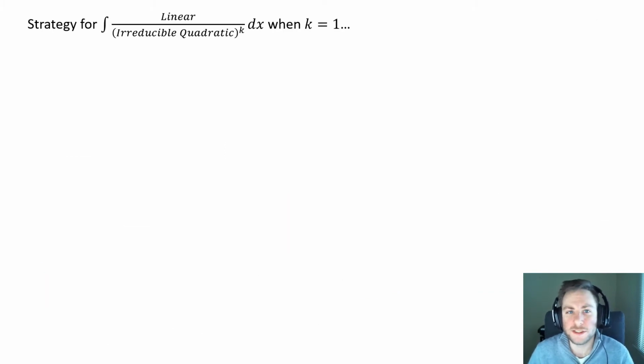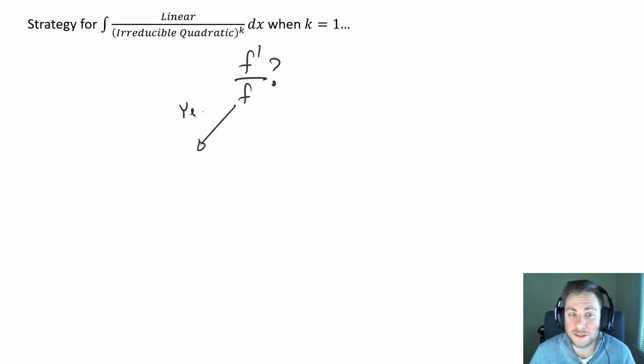The example we just did suggested that these linear over irreducible quadratic integrals can be quite a lot of work. So let's take a moment to organize what your thought process should look like, at least for this case where k equals 1 that we've been talking about. The first thing you should always do is check whether you can force an f prime over f structure. If you can do that, then you're basically done, because we know the result is always just the natural log of the denominator with an absolute value in that case.